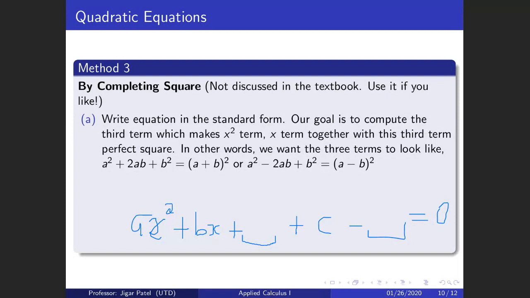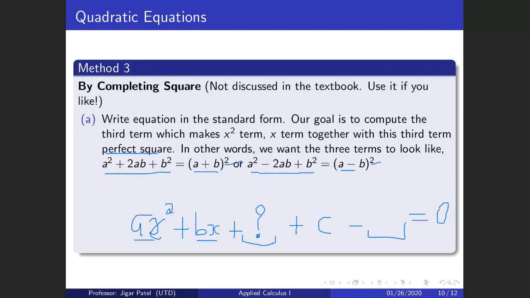What I would like to do here is find out the third term that makes this triplet, ax squared plus bx plus that third term, together a perfect square. Remember the perfect square formulas from the special factorization formulas. If you have a squared plus 2ab plus b squared, we can factor it as a plus b whole squared. If you have a squared minus 2ab plus b squared, we can factor it as a minus b the whole squared.